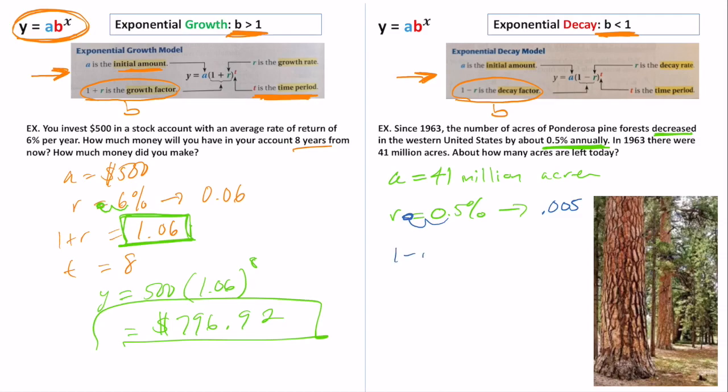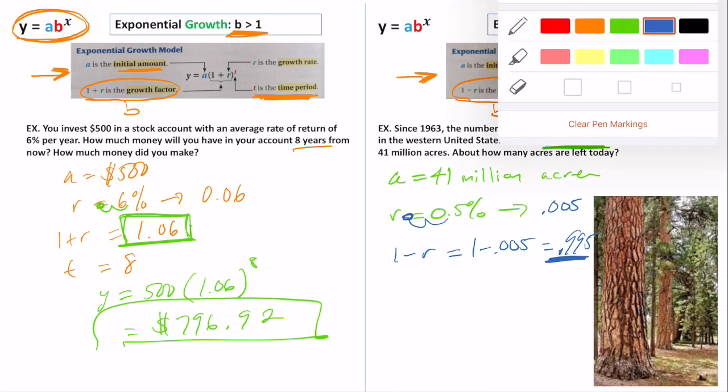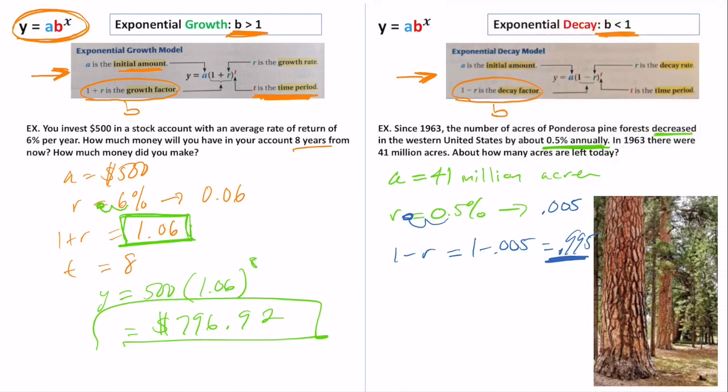Now, in this case, 1 minus R is just going to be 1 minus 0.005. Notice we're not going to be decreasing too rapidly, but we are still decreasing. So that's going to end up with 0.995. Okay? So that is our B. And then T, we also have to figure this out. We started in 1963, so we have to figure out how many years it has been since. Well, we're in 2020. So 2020 minus 1963 is 57 years. So 57 years will be our T.